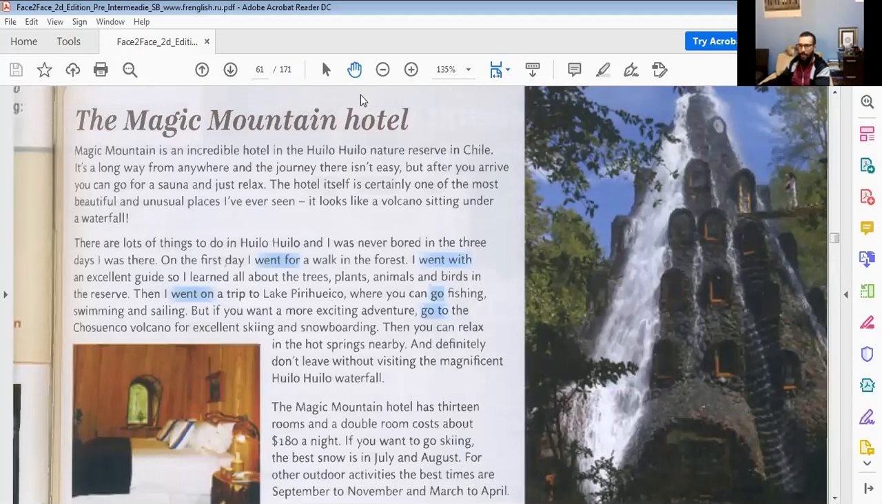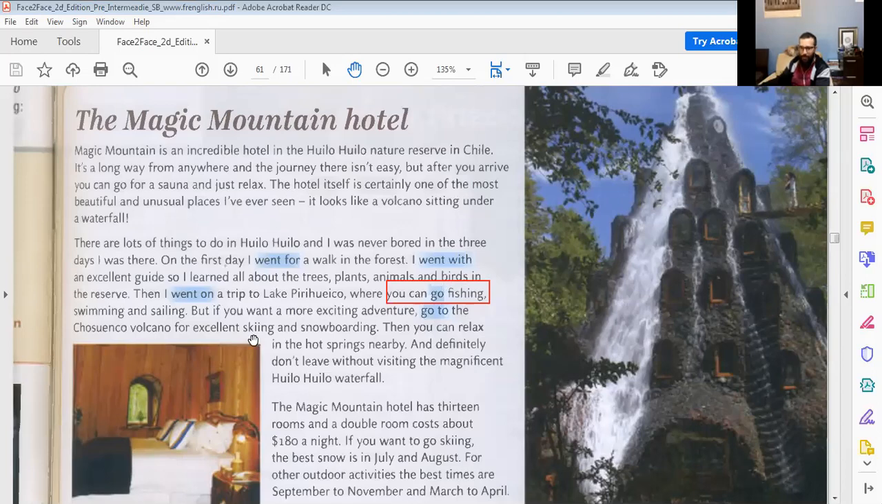If you want to talk about an activity with ing, we just use go directly. We don't add anything, like this example. Can you see this one? You can go fishing. So here you can see we used go with the activity directly. We didn't use any prepositions, just the activity. Go fishing, go skiing, go swimming, go sailing, go shopping. It's the same thing, okay? So this was the first rule.